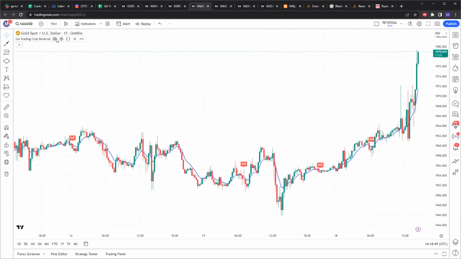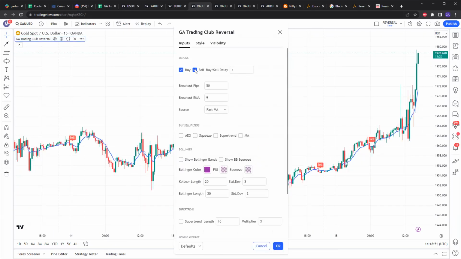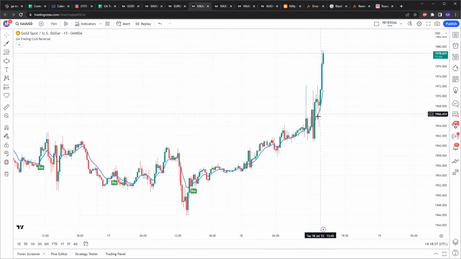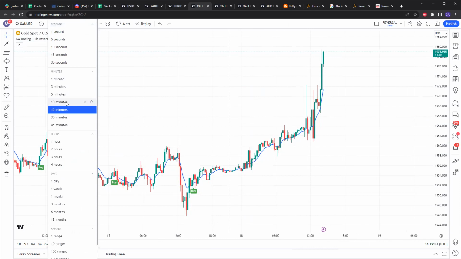Oh, I turned off the buys, turn off the sells. So there was a buy down here. I do see a clear trend on the 15-minute time frame. To be honest, I don't see any re-entry based off of any of my strategies, unfortunately, for gold.